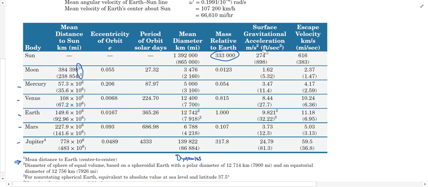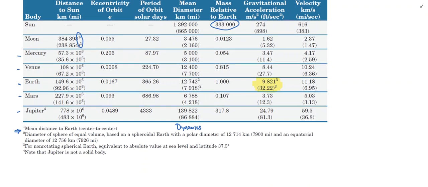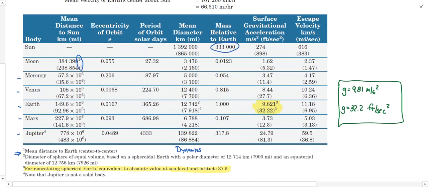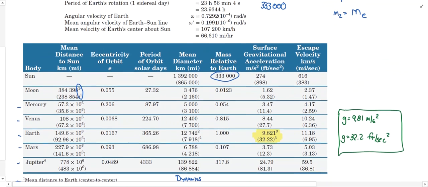Then Mars and Jupiter. Surface accelerations of gravity. I'll just mention this for the Earth simply because these numbers are a little bit different than the ones I gave you. So these have a little bit more involved. These are accepted values for a non-rotating spherical Earth at sea level and a latitude of 37.5 degrees. So I gave you values of g equals 9.81 meter per second squared or 32.2 feet per second squared. Use those values unless you're told otherwise. And then you have the escape velocity, but you're not going to do anything with that in this class.